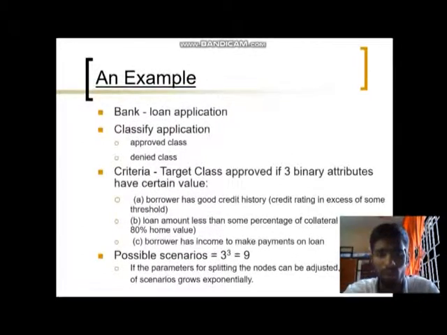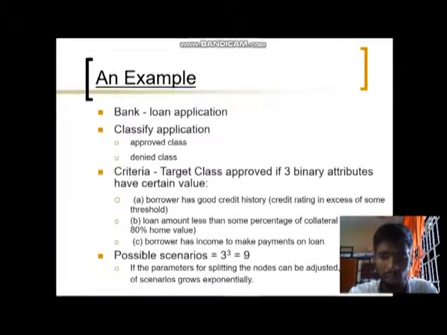What it does is, what is the main classification for whether a person is eligible for the loan or not? One is the approved class, one is the denied class. In the approved class, the people who are to be approved are given a set of criteria. For example, for a person to be approved for a loan, as stated here, the borrower has a good credit history, in the sense that the credit rating is in excess of some threshold.